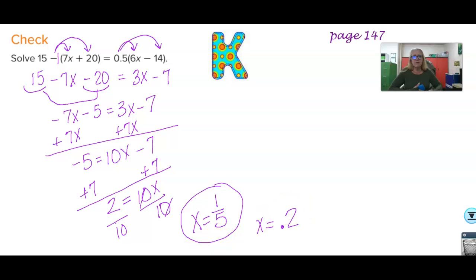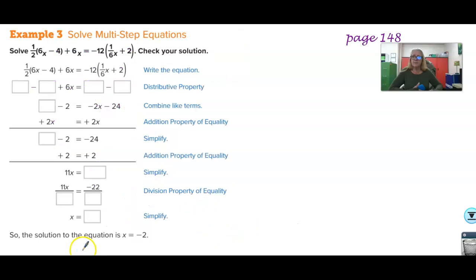You would have done it on a calculator most likely, and it would have given you that answer. Now they're going to put fractions in the problems. Okay, it's okay. I can handle this. First thing we're going to do is get rid of these parentheses by using the distributive property.